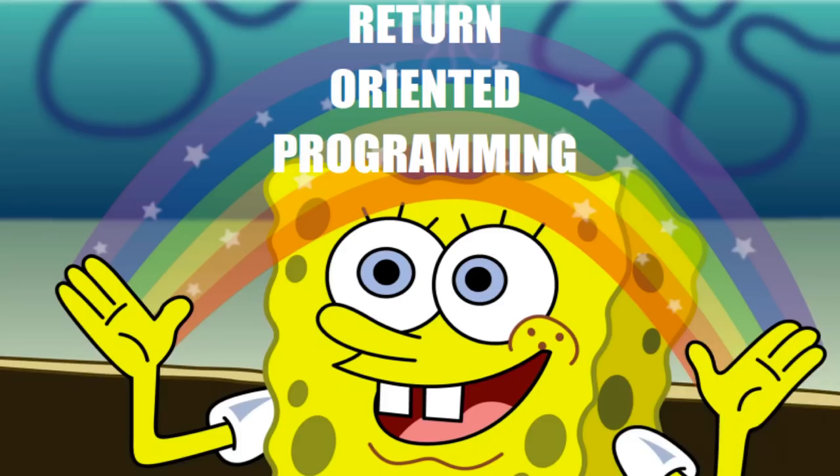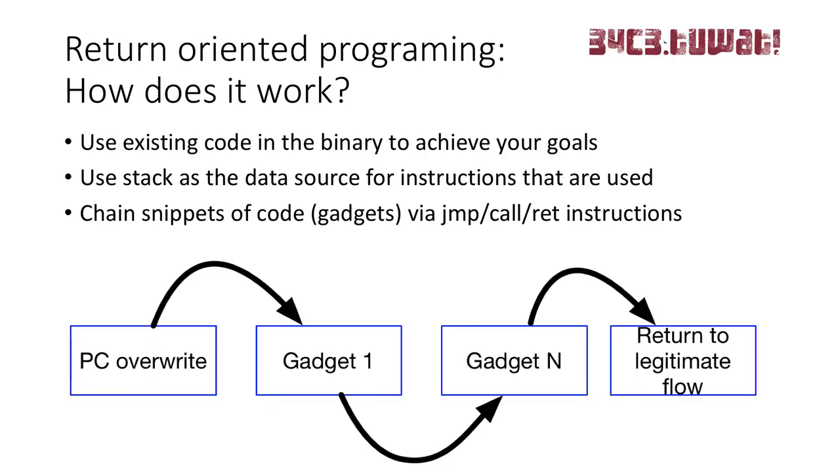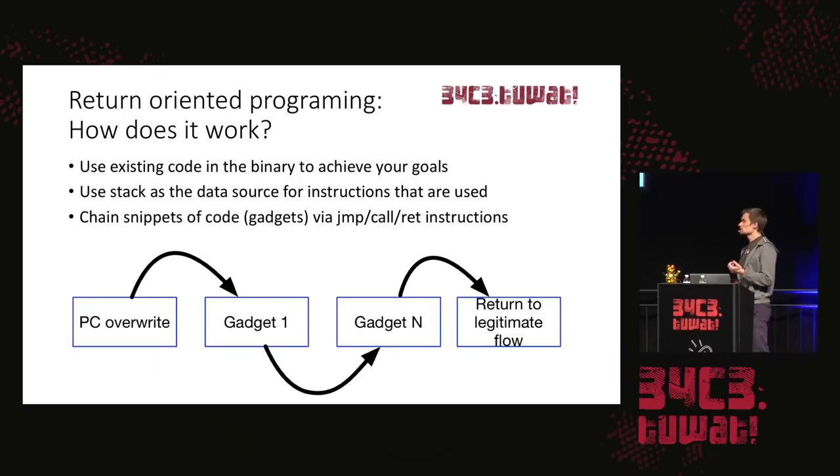Now, a little bit on building ROP chains. What is return-oriented programming? Basically, the idea is to not execute the shellcode directly, but to use existing code in the binary to execute your payload. You use the stack not as a source of instructions, but as data for the code that you're reusing. So you basically chain snippets of code. We call them gadgets, and you chain them together with jump or call instructions.